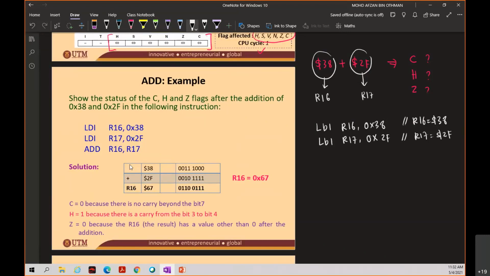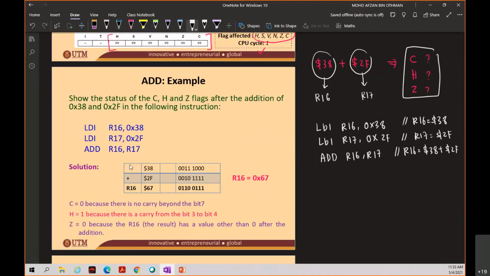Next, you add these two numbers. You add 38 with 2F, so you write ADD R16, R17. This means R16 equals R16, which is 38, plus 2F. Now you are going to find out which flags are affected.